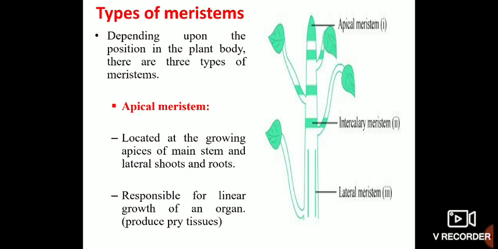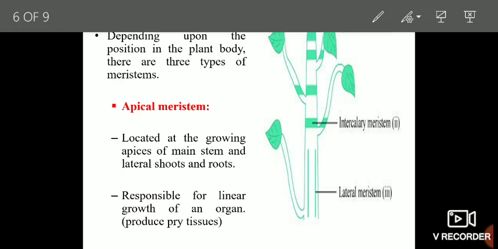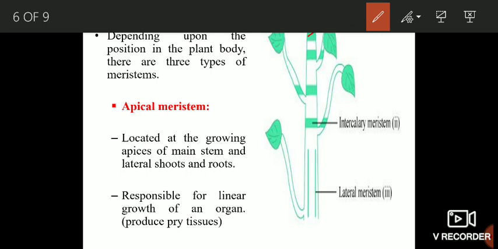Dear students, today we are going to discuss the different types of meristems based on their position in the plant body. Broadly speaking, there are three different types of meristematic tissues in plants based on their location. First one is apical meristem. Here you can see. Second one is intercalary meristem, and the third one is lateral meristem. First of all, let's move on with apical meristem.